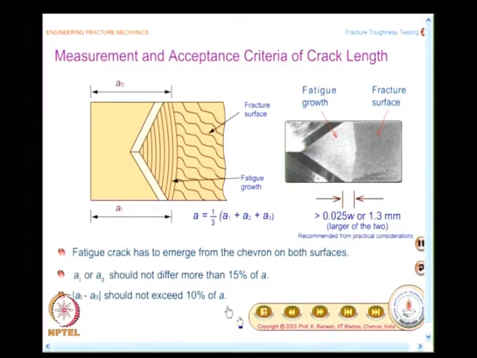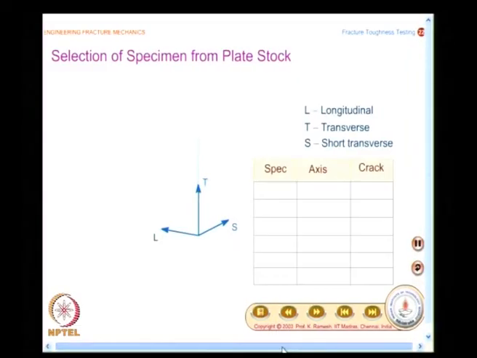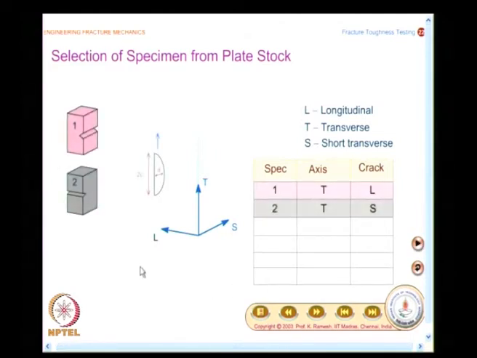So, measurement of crack length is not a simple task, it is an involved task. That means the operator involved in fracture toughness testing should have developed some skill, otherwise it is just not possible, because the materials are too expensive. So, we have seen in what way we have to measure the thickness and measure the length of the crack.